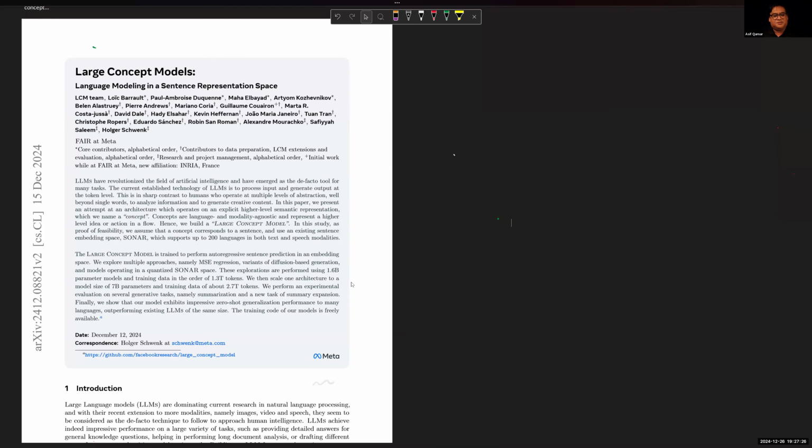This is in sharp contrast to humans who operate at multiple levels of abstraction. And I believe this contrast is worth mentioning, as well as beyond words, to analyze information and generate creative content. In this paper, we present an attempt at an architecture which operates on an explicit higher level semantic representation, which we call concept. And that's therefore the title of the paper, Large Concept Models. Concepts are language and modality agnostic and represent a higher level idea or action in a flow.